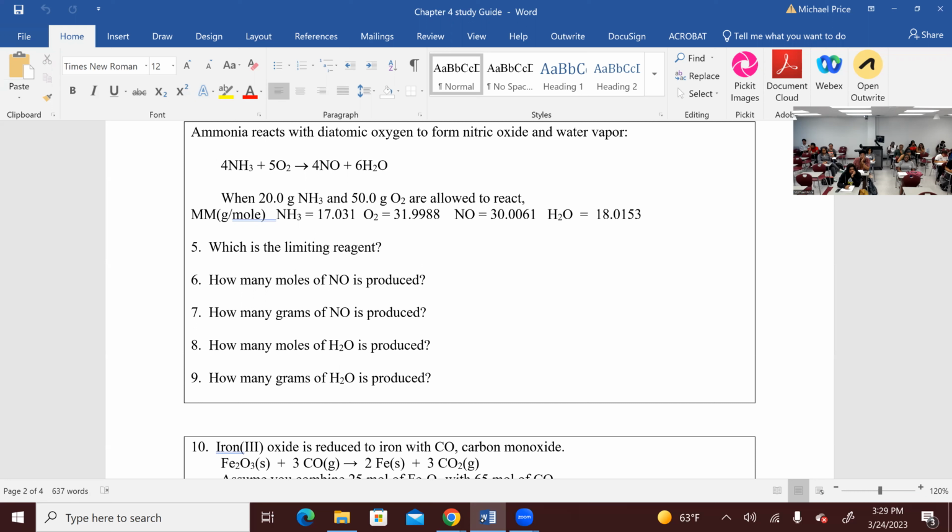Okay, ammonia reacts with diatomic oxygen to form nitric oxide and water vapor. So we have ammonia reacting with oxygen to form... I'm assuming this happens at elevated temperatures. All right, so when 20 grams of ammonia and 50 grams of oxygen are allowed to react, they ask what is the limiting reagent, how many moles of NO are produced, how many grams of NO are produced, how many moles of water, and how many grams of water.